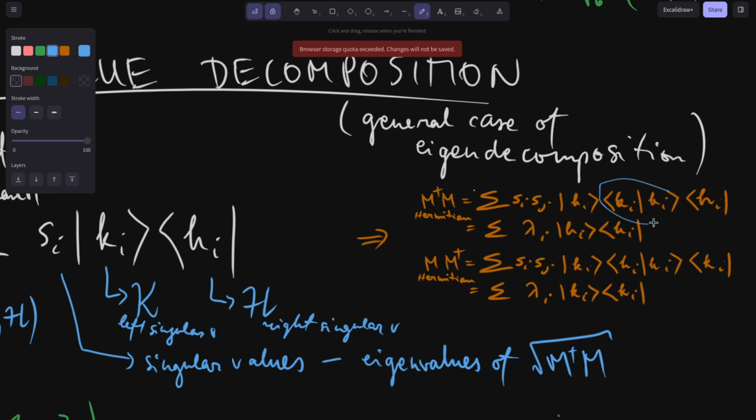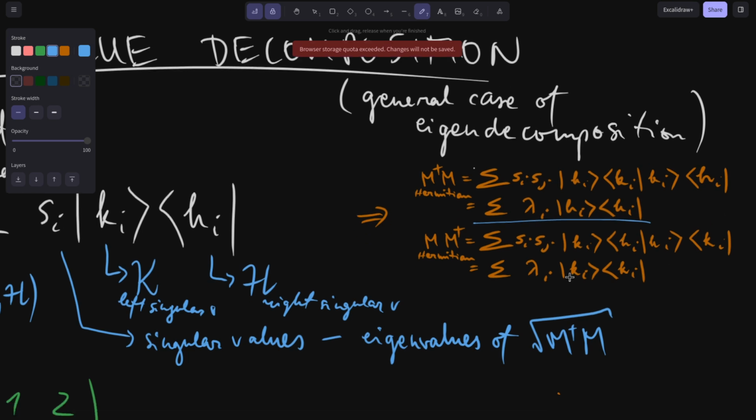So we expand it. And what do we get? We get the same thing in the middle, which means it's 1. So we can just cancel it out. And what are we left with? This thing, which is, right, our eigendecomposition. And here it's the same, right?